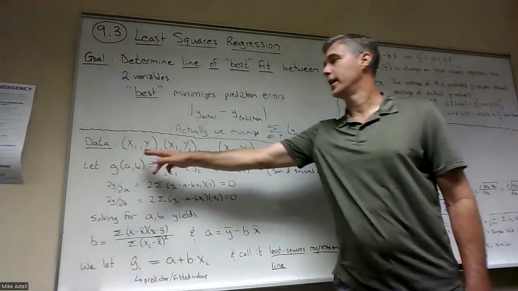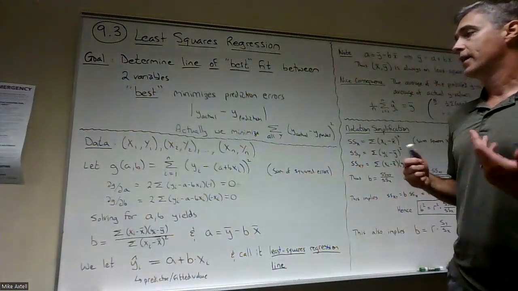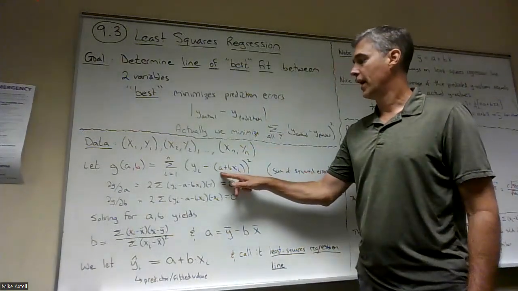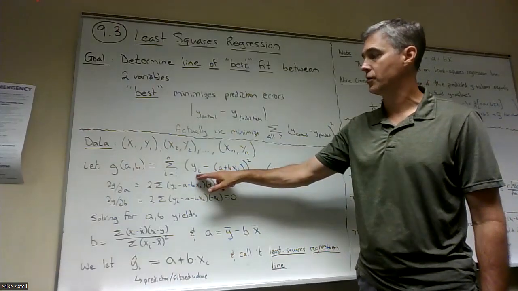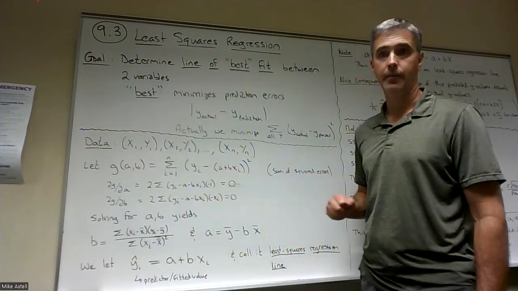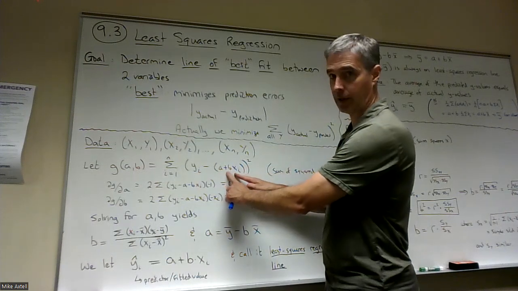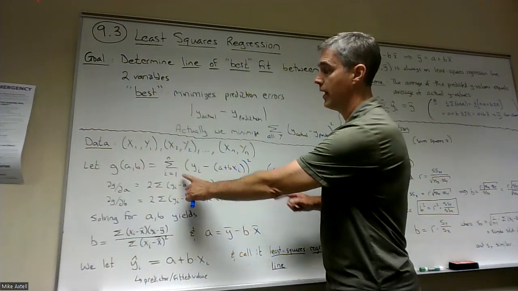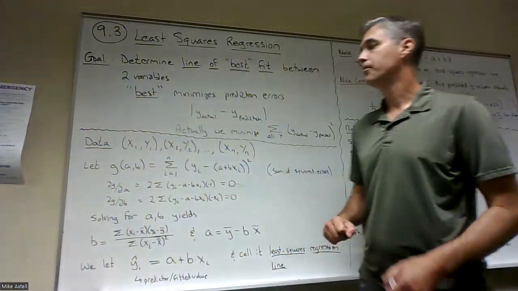Okay, so we've got our data points, (x1, y1) up through (xn, yn). And I'd like to figure out values of a and b so that this linear function is really close to the actual data outputs yi for each xi. So I'm going to figure out the difference between the truth and my linear model, square it, and sum it over all the data points. I'm going to call that function g.